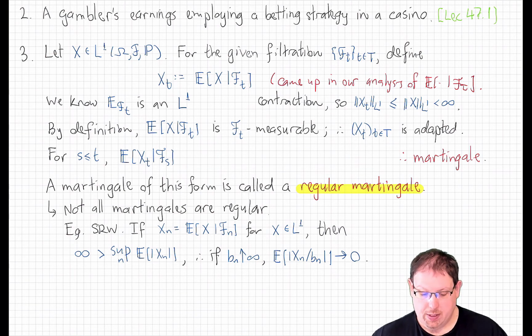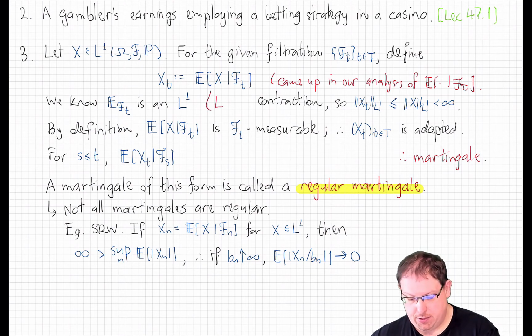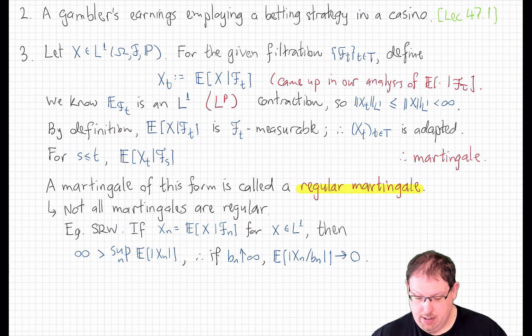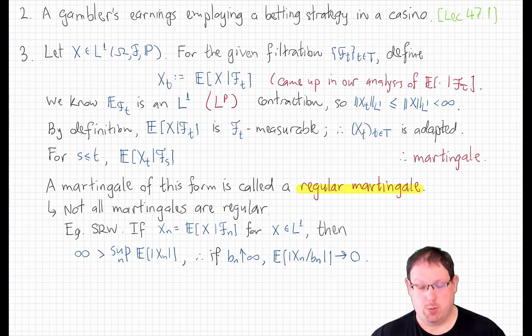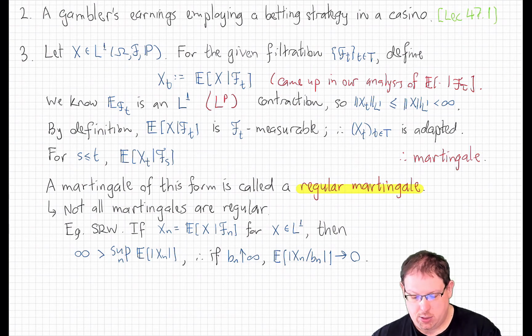Now, to be clear, it is a martingale because we know that conditional expectation given any sigma field is actually an L1 contraction. Also an Lp contraction for any p between 1 and infinity inclusive. And so that means in particular that the L1 norm of this X_t is less than or equal to the L1 norm of X, which was finite at the beginning. So this is going to be an L1 process. It's of course also by definition F_t measurable, and so it's adapted.